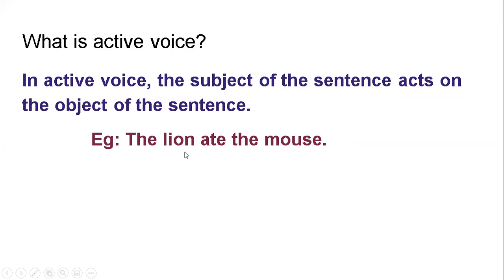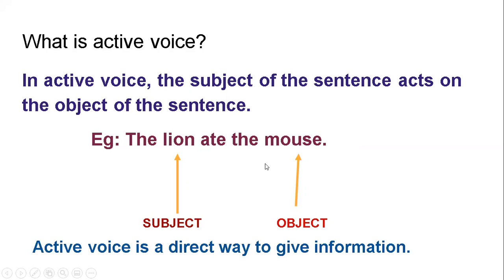You will have a subject, an object, and a verb. So in this case, what is the subject? The lion is the subject. And what is the object? The mouse is the object. So as you can see very clearly in this sentence, the lion ate the mouse, the subject of the sentence acts on the object of the sentence. The subject is doing something to the object.